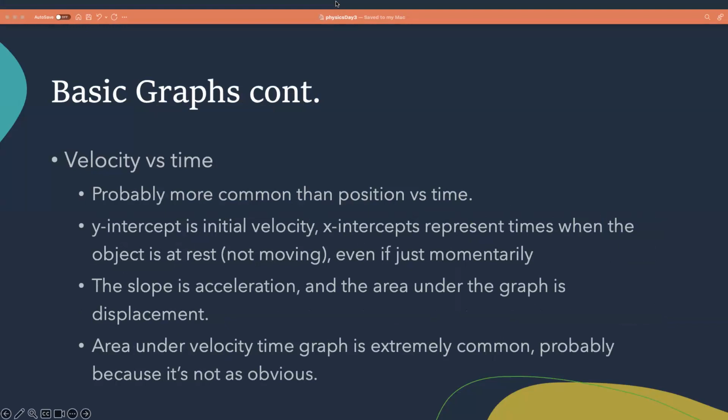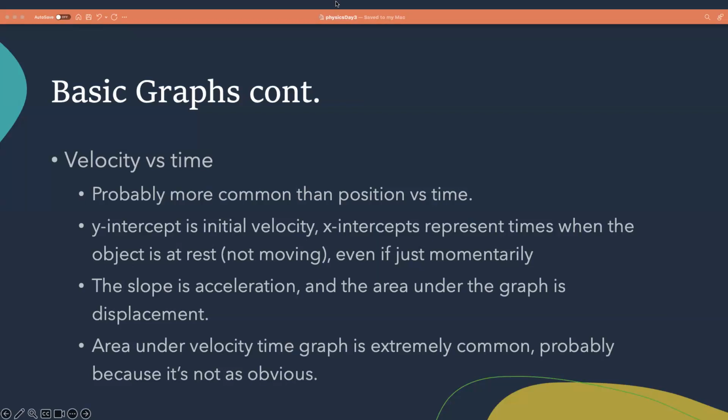So next up is velocity versus time. This is probably a more common type of graph than the first one, maybe just because it's a little more complicated or a little more confusing to some people. It does have a little bit of difficulty, but after getting used to it, it's not that bad. So the y-intercept, once again, is initial velocity in this case, because we're tracking velocity instead of position right now.